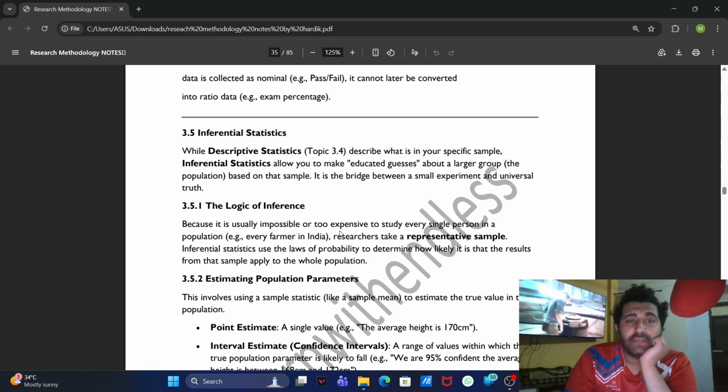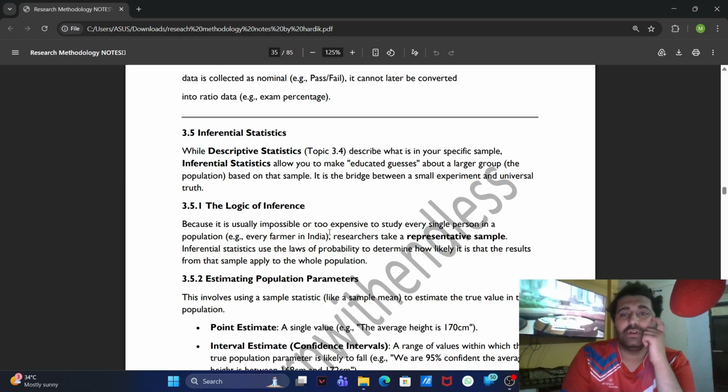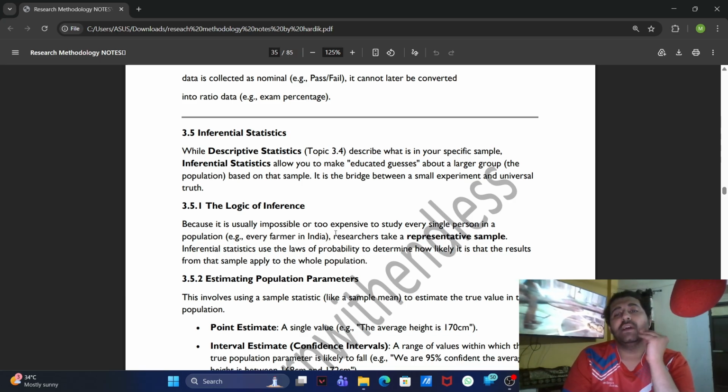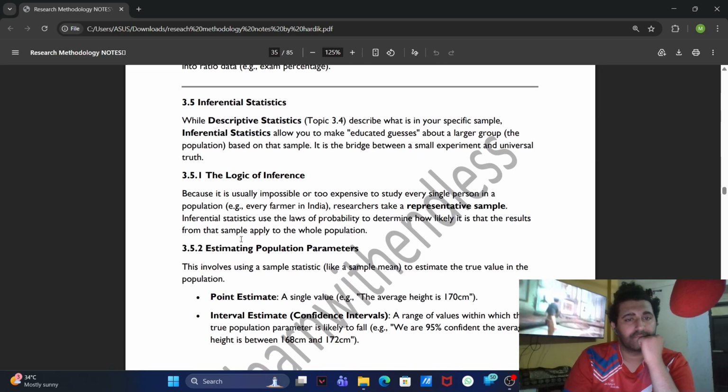Inferential statistics. While descriptive statistics describe what is in your specific sample, inferential statistics allow you to make educated guesses about a larger group, the population, based on the sample. It is the bridge between a small experiment and universal truth.